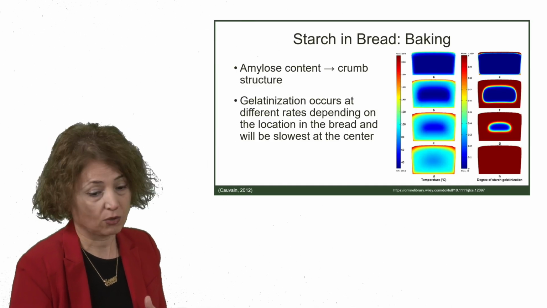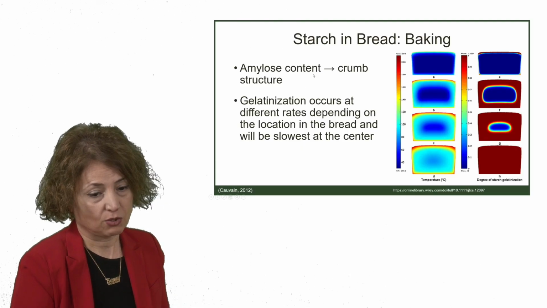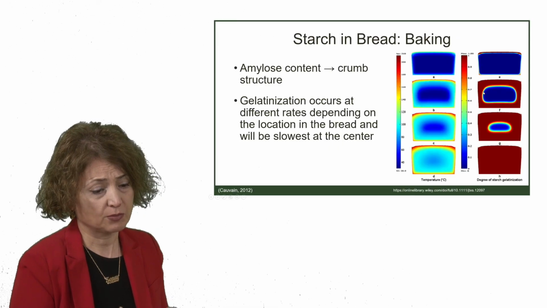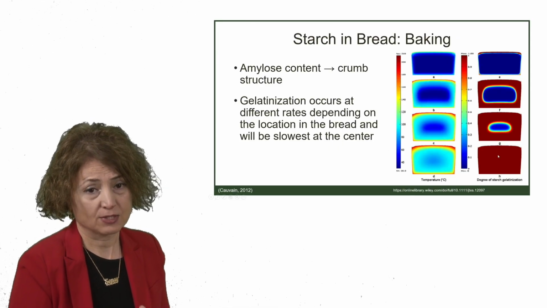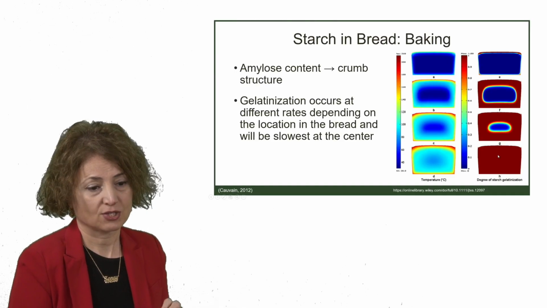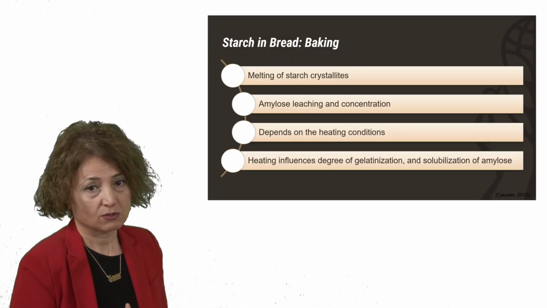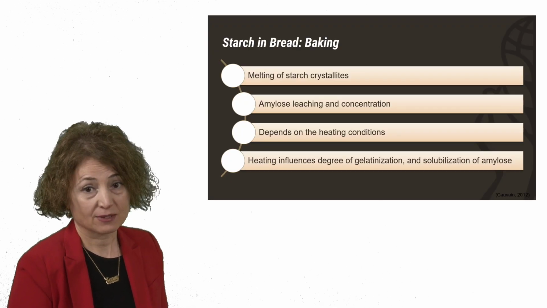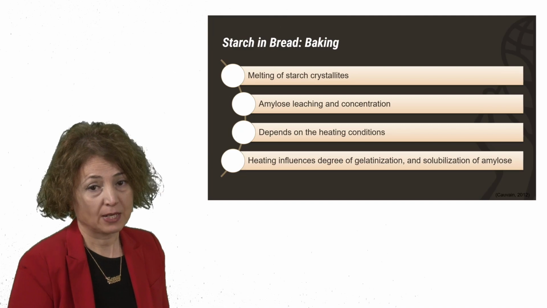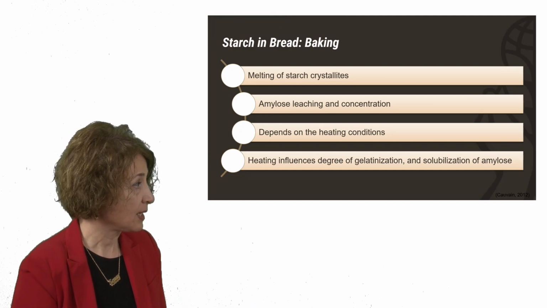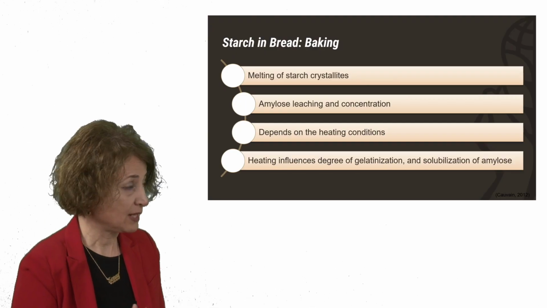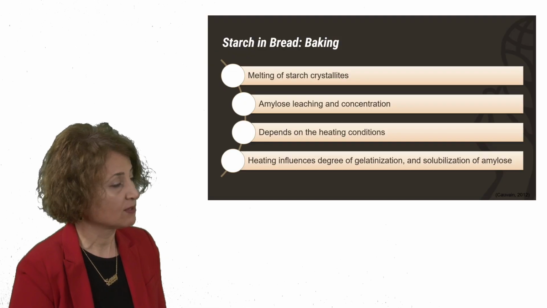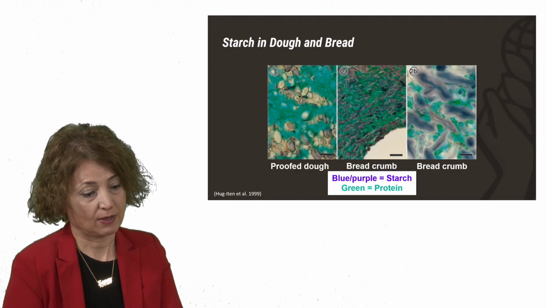They will be correlated. At the later stages of the baking process, we will know that the starch gelatinization will be completed, and then we will have the set crumb structure. So in the baking process, we have the starch gelatinization, and the crystals are melting, and depending on the heating conditions, we can have amylose leaching at a slower or faster rate. But then the heating influences the degree of gelatinization and the solubilization of amylose.